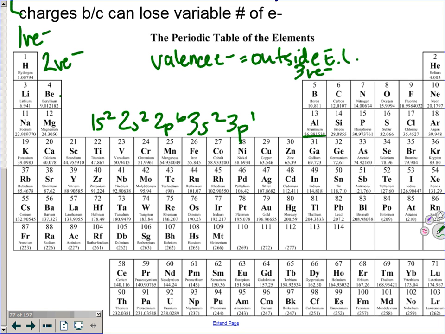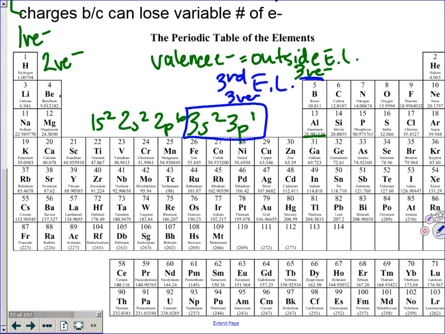1, 2, or 3? 3. So the third energy level is still the valence shell. It's the very outside energy level. So put a square around the 3. Okay, in that third energy level, how many electrons are there? 3. 1, 2, 3. So this is ending with 3 valence electrons because we're in the third group, right? So the third group has 3 electrons in the outside shell.